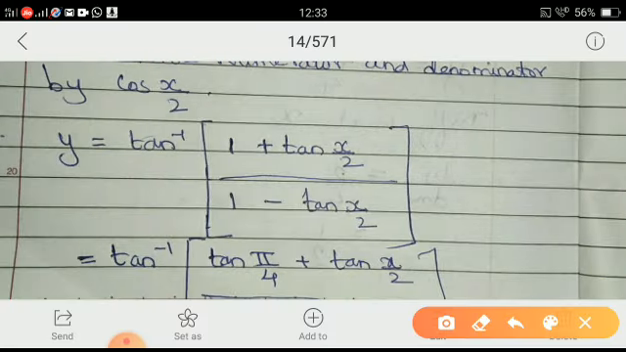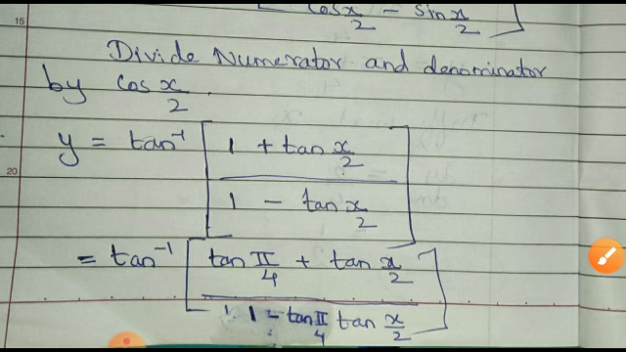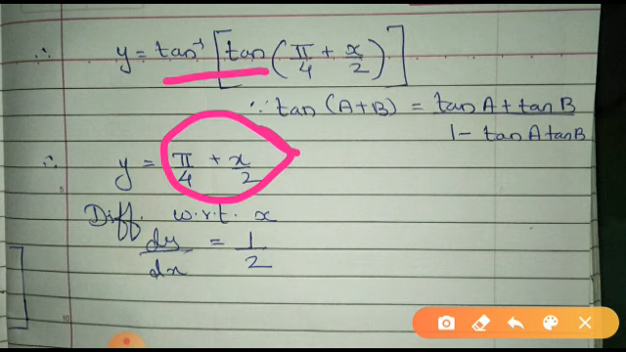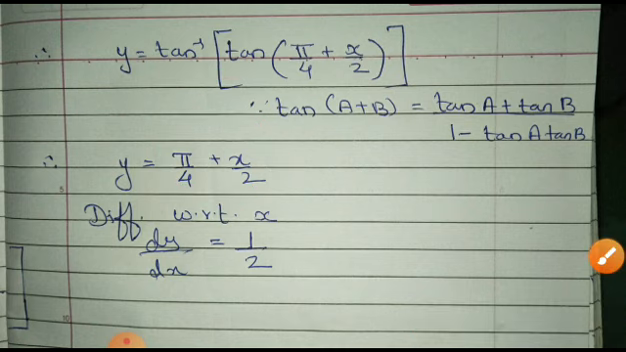So this step I have written. Is that clear? This one I have kept as it is. Now check which identity this is: tan A plus tan B by 1 minus tan A tan B. Is it tan A plus B? Yes. So I'll be getting tan of pi by 4 plus x by 2. This will get cancelled, so pi by 4 plus x by 2. Differentiate it with respect to x, you will get the answer as 1 by 2. If you check, both the answers are the same.